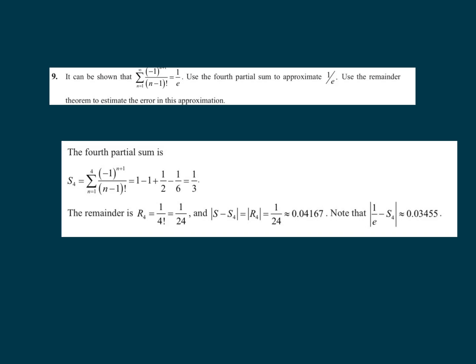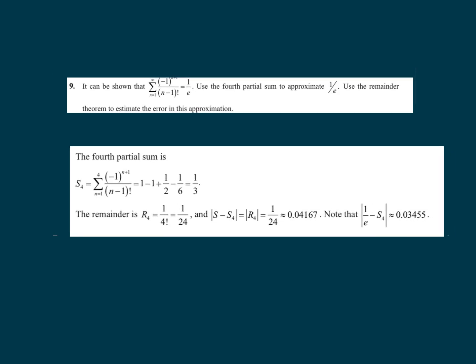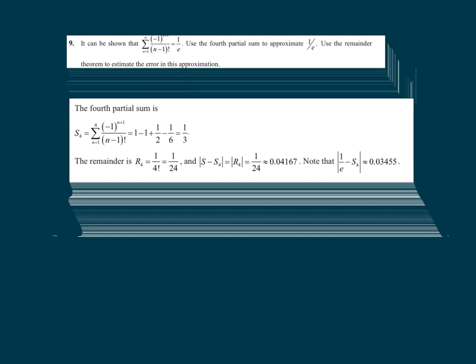Problem 9 says it can be shown that the summation of minus 1 to the n plus 1 divided by n minus 1 factorial is 1 divided by e. Use the fourth partial sum to approximate 1 divided by e and use the remainder theorem to estimate the error. Okay, so let's analyze what it says.